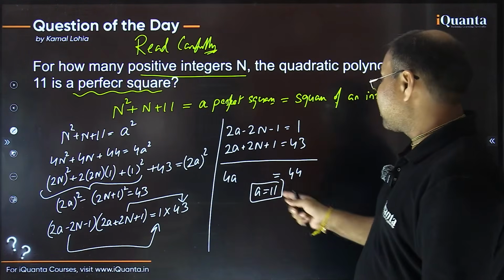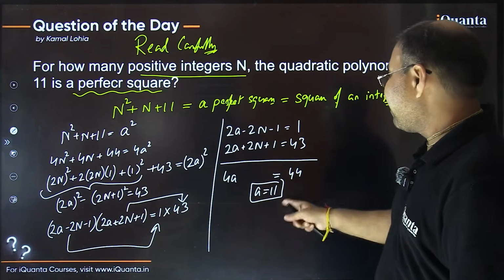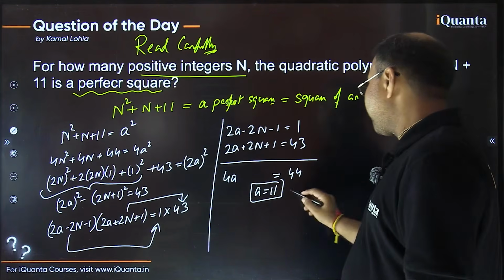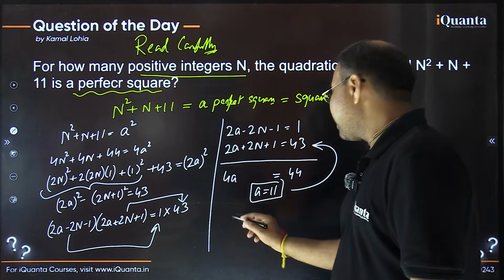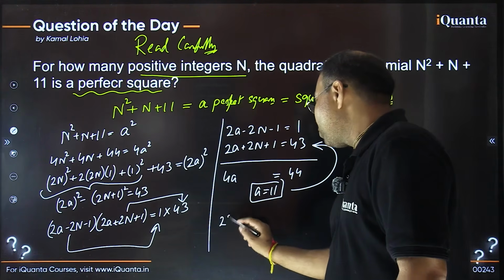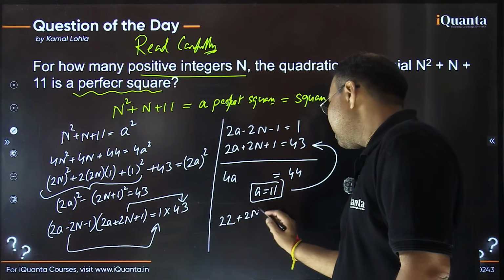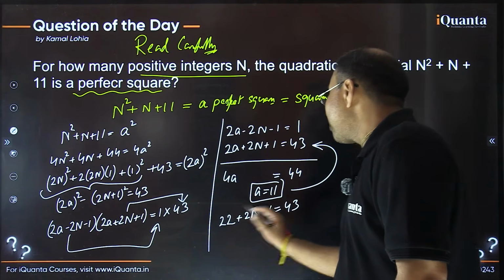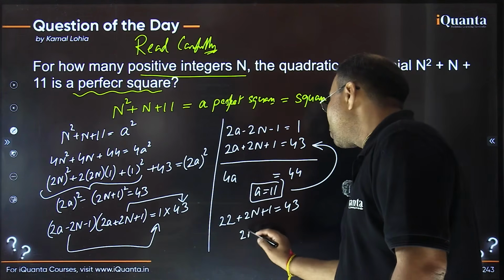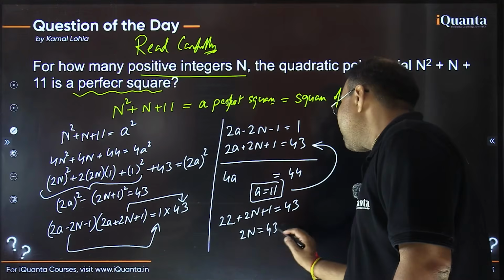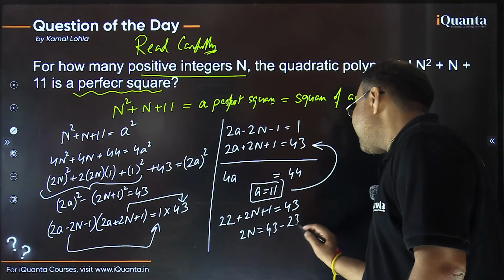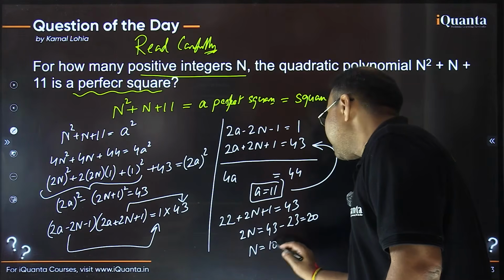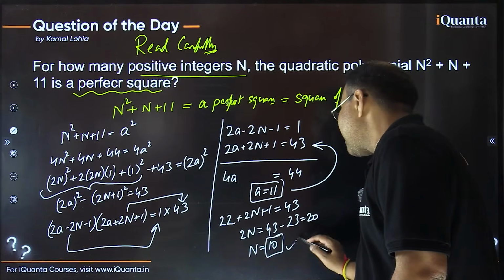By the way, if I put back the value of a as 11 in any of them, let me put it here. If I put this value in the second equation, what do I get? I get 2 times 11, that is 22, plus 2n plus 1 equals 43, which means 22 plus 1 is 23. So the 2n would be nothing but 43 minus 23, which is 20, right? That gives me the value of n as equal to 10. So this is the required answer.